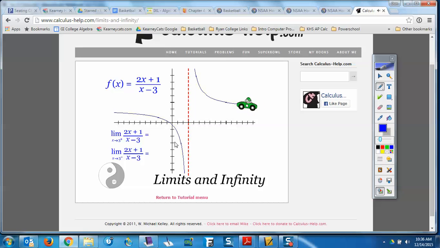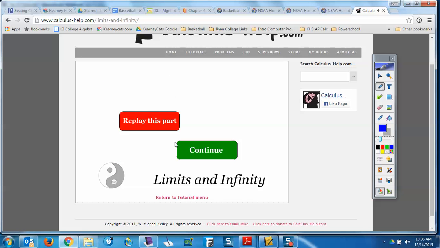Now, by examining the graph of f, we can see that the limits as x approaches 3 from the left and right are different. As you approach 3 from the right, f gets infinitely large, so we can say that the limit as x approaches 3 from the right of f of x is infinity. However, as you approach 3 from the left, f of x gets infinitely negative, so we say that the limit as x approaches 3 from the left of f of x is negative infinity. Okay.